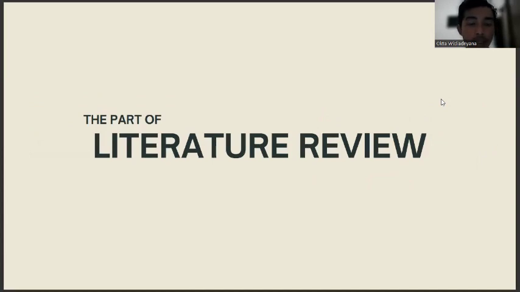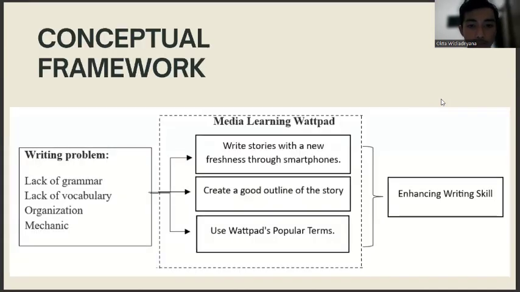Okay, next slide. The second chapter is the part of literature review. Okay, conceptual framework. The first about the writing problem, there are four writing problems. The first are lack of grammar, lack of vocabulary, organization, and mechanic.